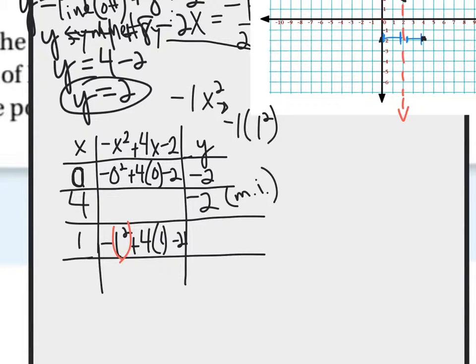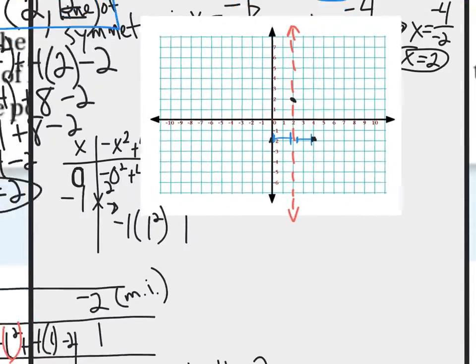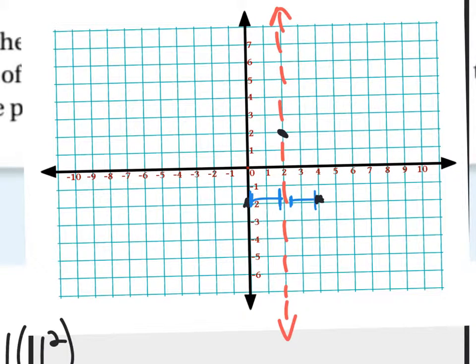Because the difference is if we square 1, 1 times 1 is 1. We still have that negative in front though. 4 times 1 is 4, and then -2. So this will be 3 minus 2, which is 1. So 1, 1 would be another point on our graph. So 1, 1, which is going to be right here.